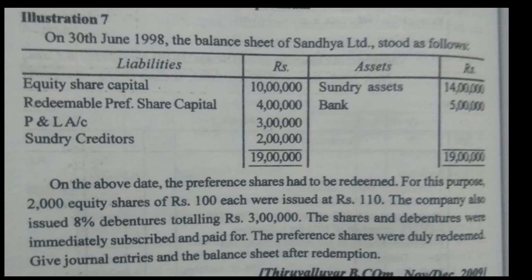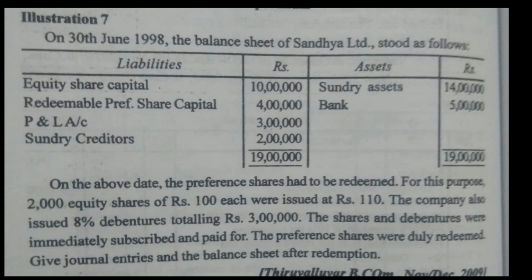Then next entry will be bank loan or bank overdraft. So look at the balance sheet. You have 5 lakh in your bank balance. What is the amount required to settle the preference shares? Only 4 lakh. So more than enough. Therefore bank loan is not required. The last entry, redeemable preference shareholders to bank 4 lakh. Okay, that's it. We prepare a balance sheet after this.